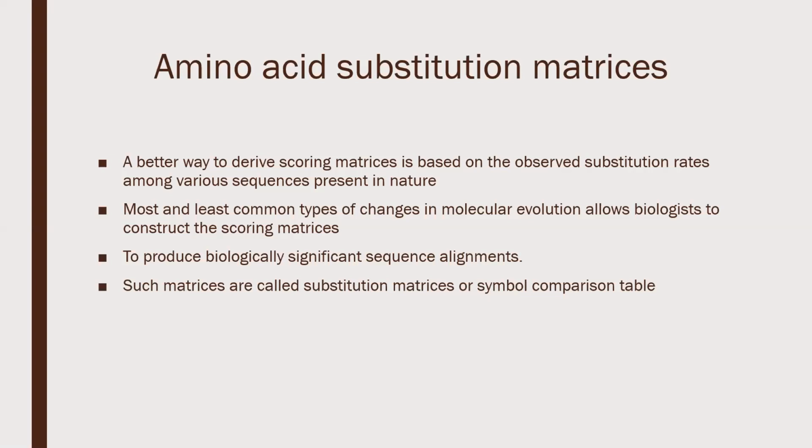These scoring matrices can be used to produce biologically significant sequence alignments, because they have been developed based on commonly occurring substitutions in nature. So by applying this scoring scheme, if you are able to produce the alignment, that alignment will have biological significance. That's what it means. Matrices developed by this means are called substitution matrices or symbol comparison tables.